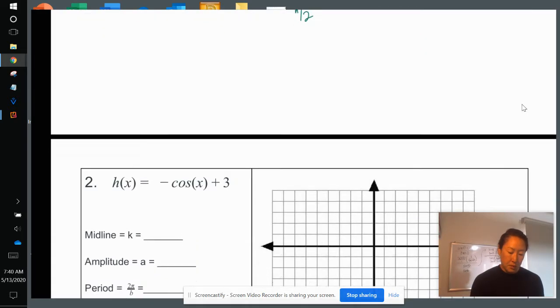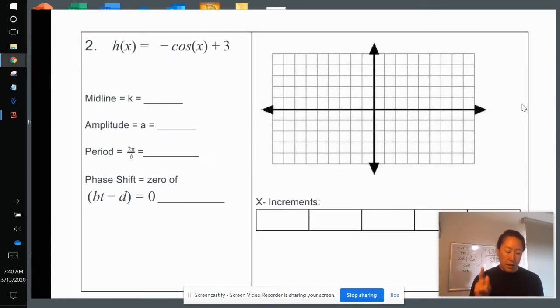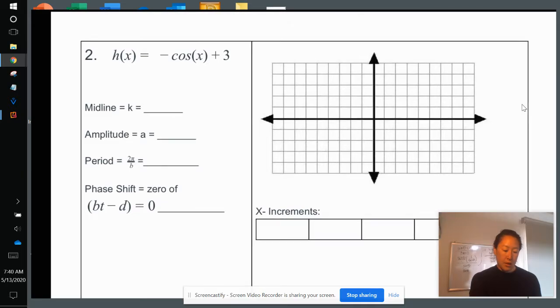Okay, number 2, midline. Give me all the things. Okay, so the midline is at 3. The amplitude is -1. Technically, the amplitude is the absolute value, so it's +1. I'm just going to remember that because it's cosine, we're going to start on the lower bound because it's negative. We're going to start on the lower bound.